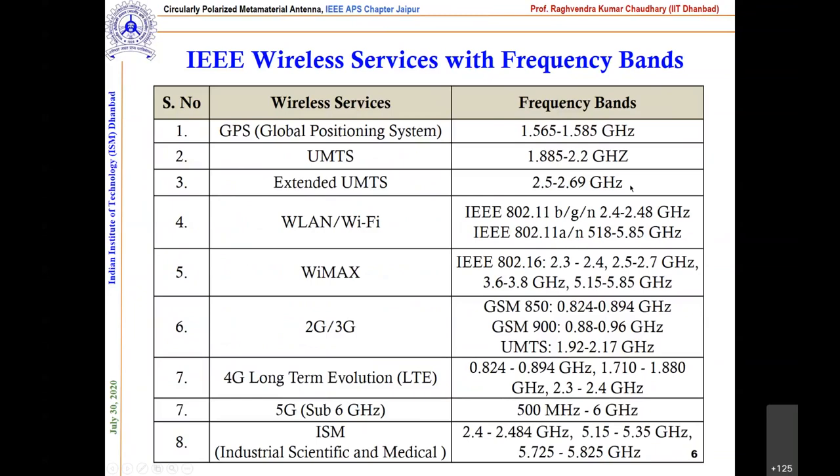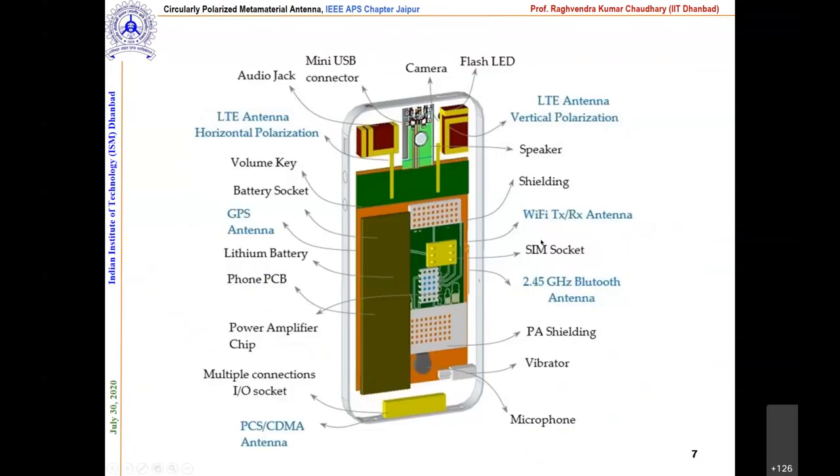In the second photograph, you can see a mobile phone. Particularly in the blue font, six antennas are marked: an LTE antenna, horizontally polarized, an LTE antenna, vertically polarized, a Wi-Fi antenna, then a GPS, a PCS antenna, and a 2.45 gigahertz Bluetooth antenna. So within a small distance, we need to accommodate a large number of antennas.